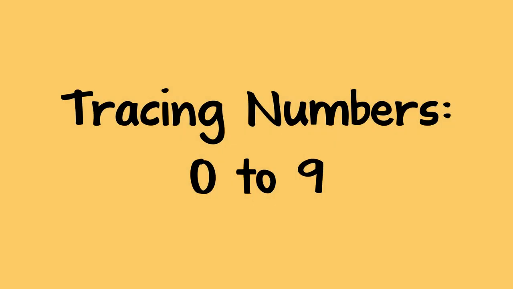Here's an activity to help a child start learning how to write number symbols. For this, you'll need a piece of paper, a light-colored marker or a highlighter, and a dark-colored pencil or crayon.